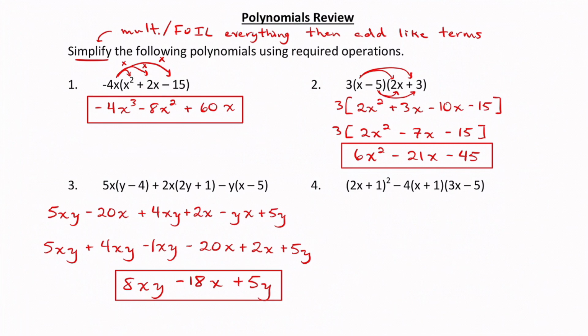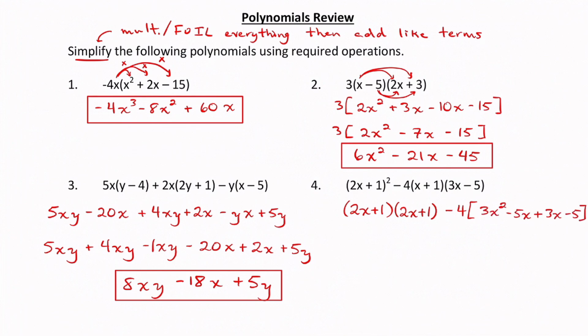The next one, whenever you see an exponent up top here, you might think we have to apply the exponent of 2 to each one of these, but what we do is the exponent of 2 means write it out twice. It means 2x plus 1 times 2x plus 1. Okay, so we have that. And then this second part, I am going to do part of the multiplication with that. So we're going to FOIL all of this here.